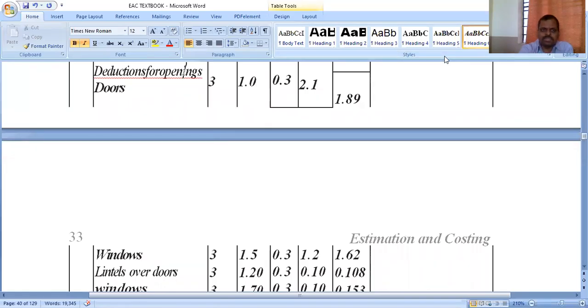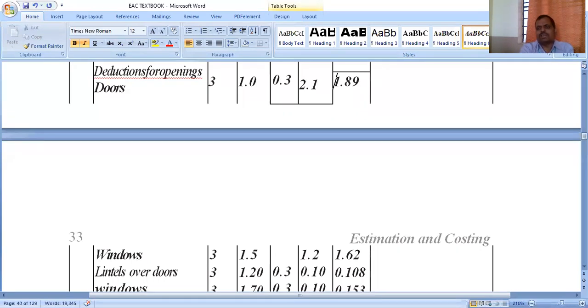Good morning. In the lecture on estimating and costing, we are considering the deduction of doors and windows. We have already seen the doors, but we'll go through it again so that continuity can be maintained in the problem. How many doors are there in total? If you observe the plan, there are 3 doors, and the size of each door is 1 meter in length and the height is 2.1 meter.